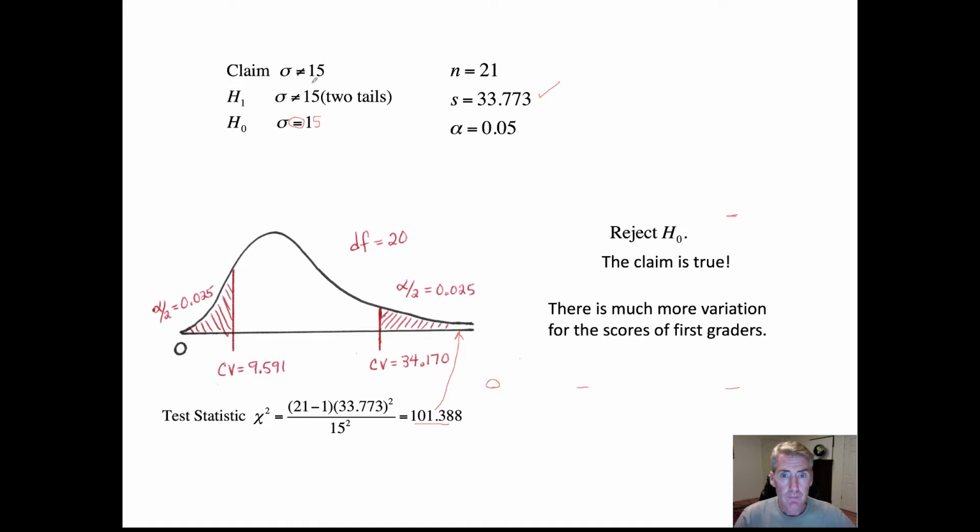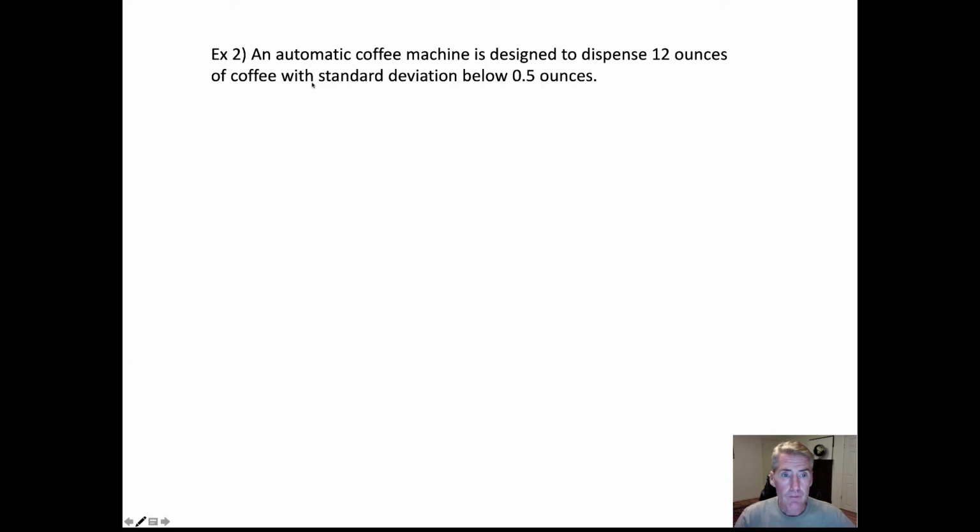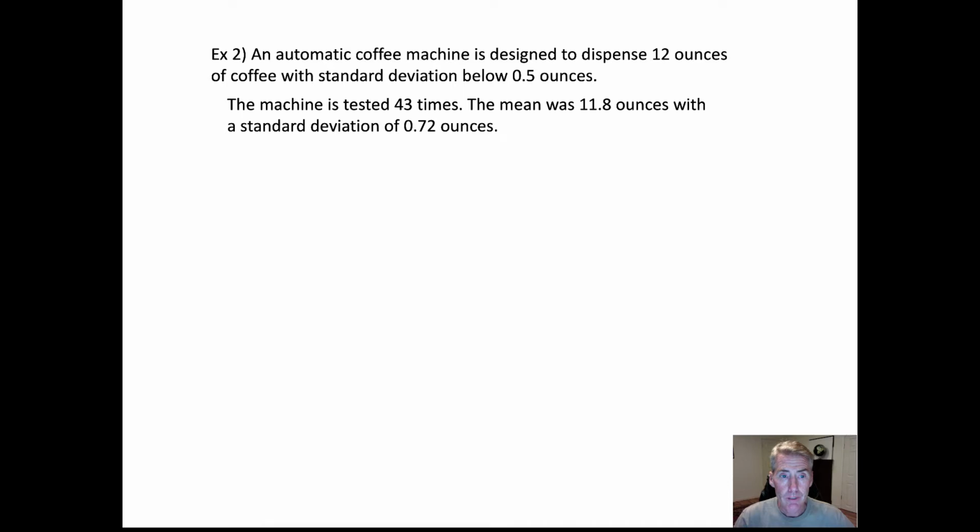All right, next up. This automatic coffee machine is supposed to dispense 12 ounces. Standard deviation needs to be below 0.5 of an ounce. It's tested 43 times. The mean was 11.8, so a little bit low, but not bad. But the standard deviation was 0.72. So, is the machine out of whack? Does it need to be repaired?